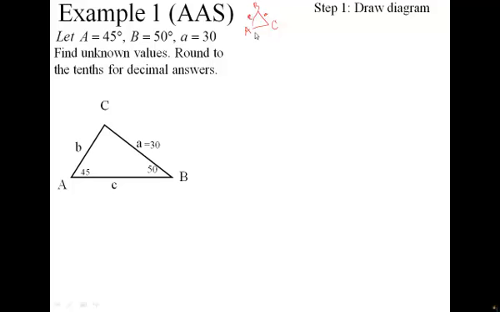And then A and B, and then you would just have to label properly, you know, this side, this angle, and this side. Okay, so it looks slightly different, but we're going to get the same results.